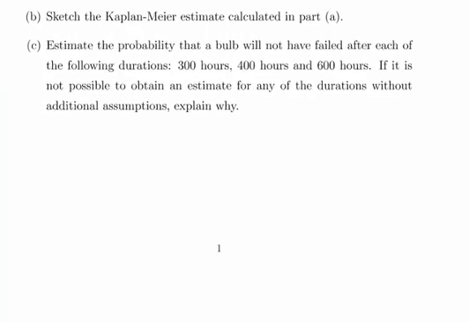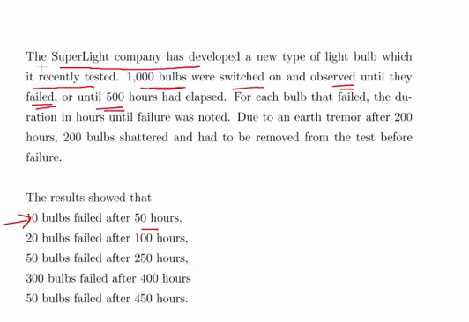Also, one more question. Estimate the probability that a bulb will not have failed after the following durations: 300 hours, 400 hours, and 600 hours. If it's not possible to obtain an estimate for any of the durations without additional assumptions, please explain why. So I'm going to flag this now. It's related to this last question, which is 600 hours, because the experiment only lasts 500 hours. So essentially, we can't really tell without making additional assumptions.